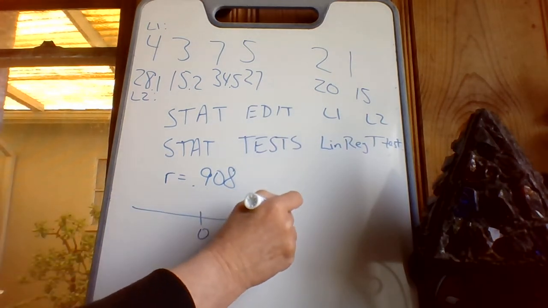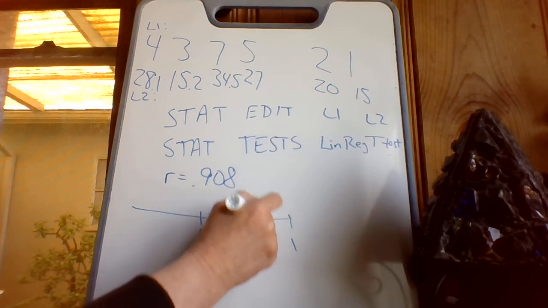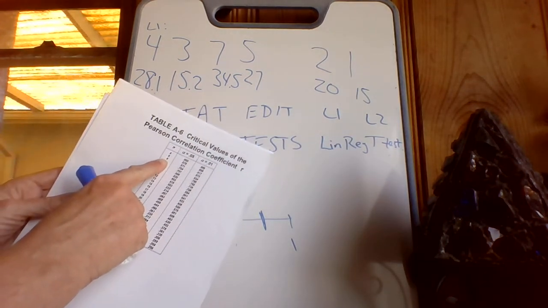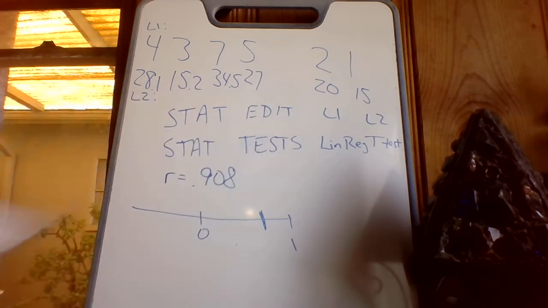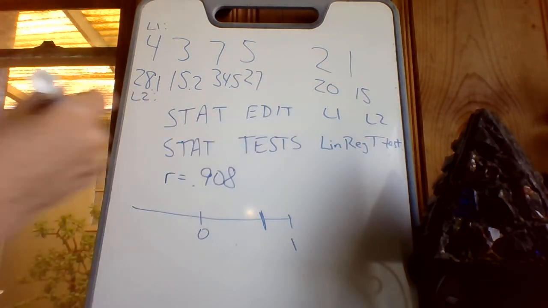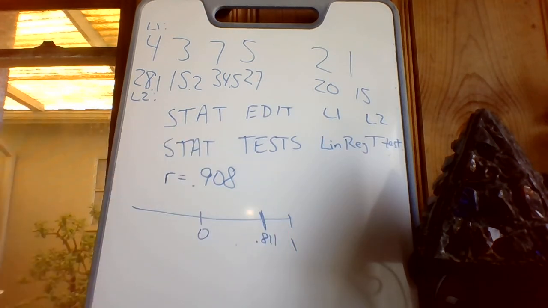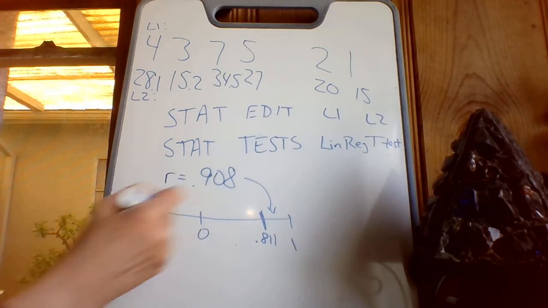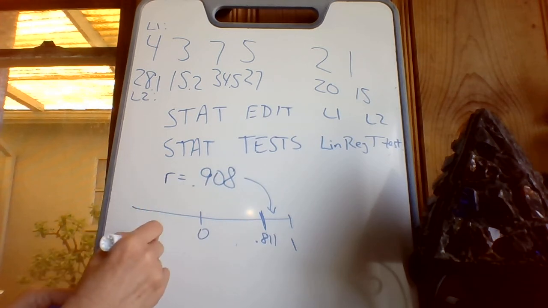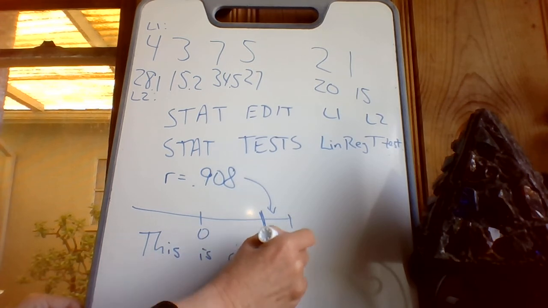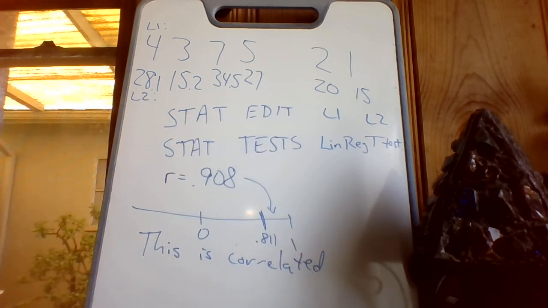There's 0 there. There's 1 there. There's my cutoff in here. Actually, my cutoff just changed because I deleted something. So forget n equals 7. Now I'm on n equals 6, and the cutoff for that is 0.811. Yes, it clears the cutoff. It's in here. Okay, yes, this is correlated. And that's all you have to do for 9.1.